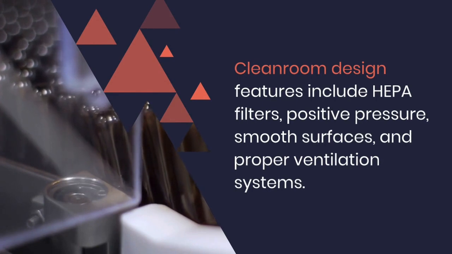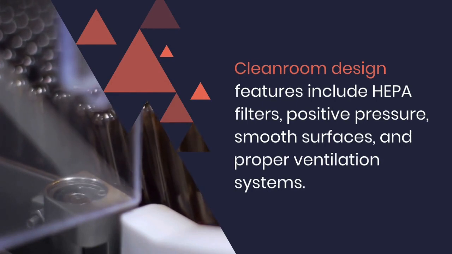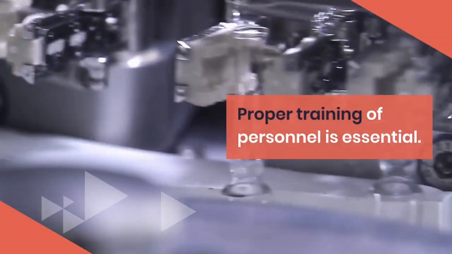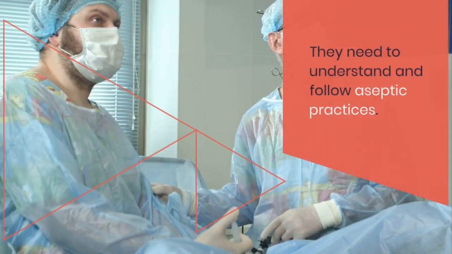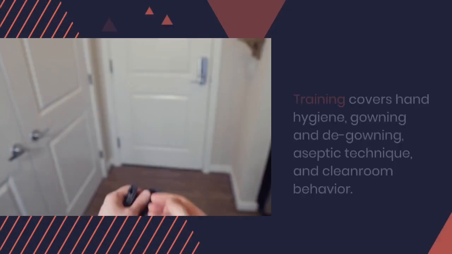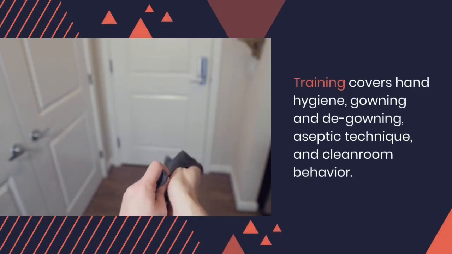3. Personnel training. Proper training of personnel is essential to ensure they understand and follow aseptic practices. Training should cover proper hand hygiene, gowning and degowning procedures, aseptic technique, and clean room behavior, including minimizing movements and avoiding unnecessary talking or coughing.